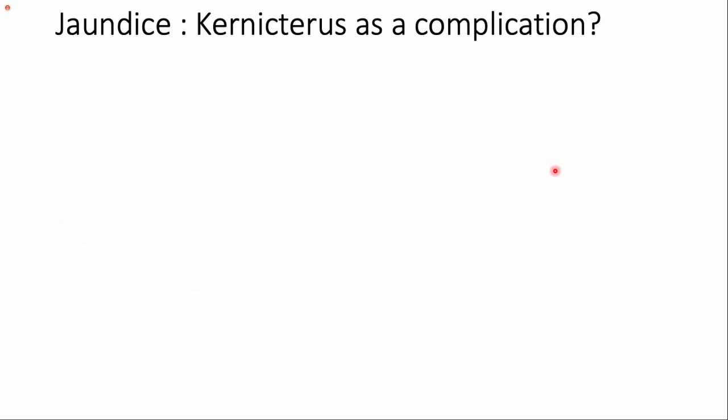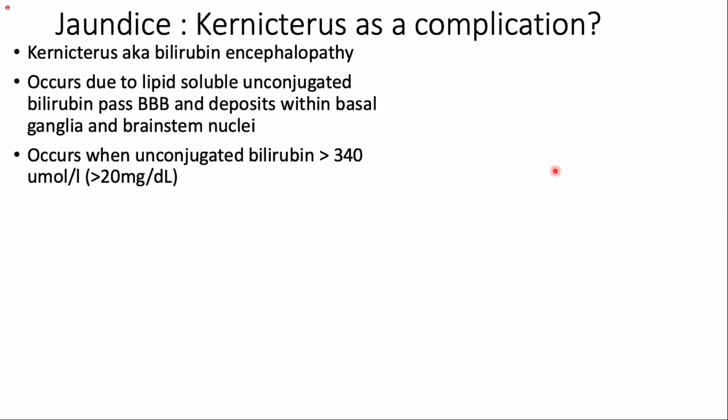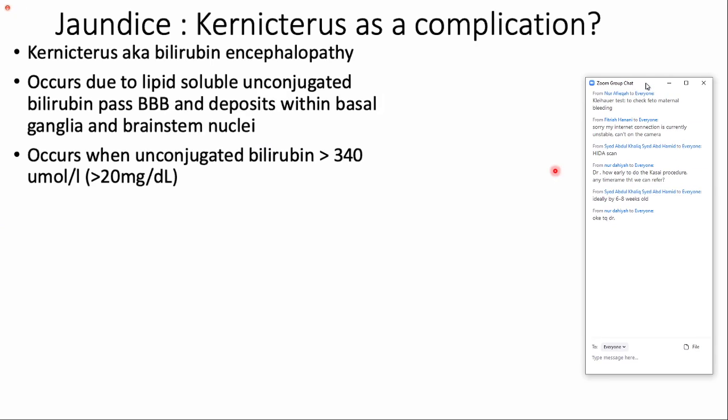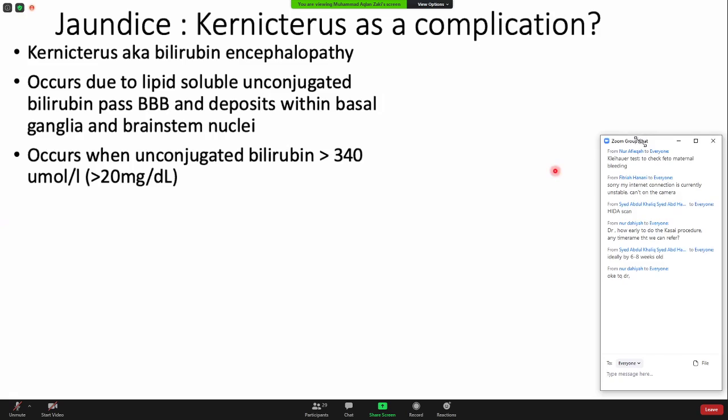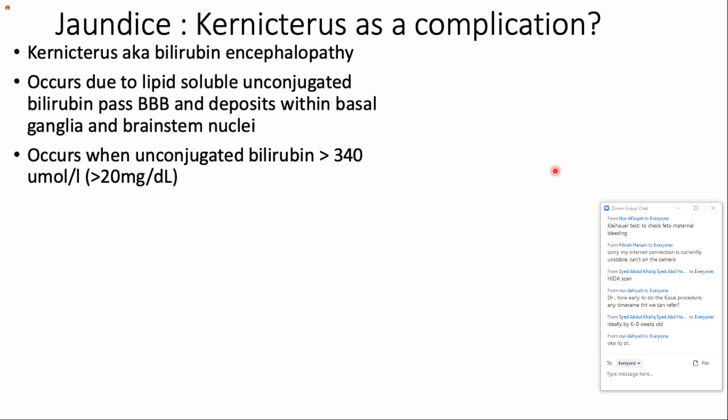So now we talk about a complication of jaundice, which is kernicterus, also known as bilirubin encephalopathy, as I mentioned before, because of lipophilicity it crosses the BBB. So it will deposit within the basal ganglia and also the brainstem nuclei. These are the two sites where, when we do the biopsy postmortem, we can see yellowish staining of these structures. Nelson mentions that the level will be 340 micromoles per liter or more than 20 mg per deciliter of unconjugated bilirubin.